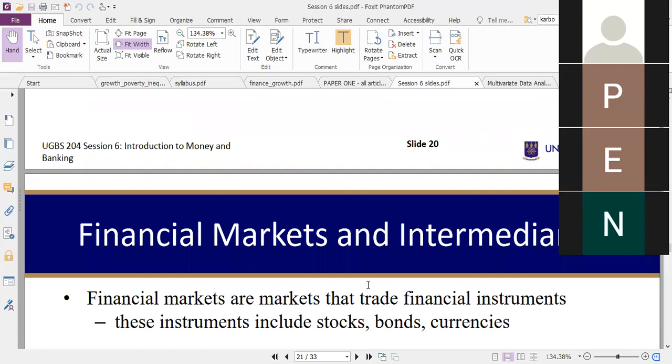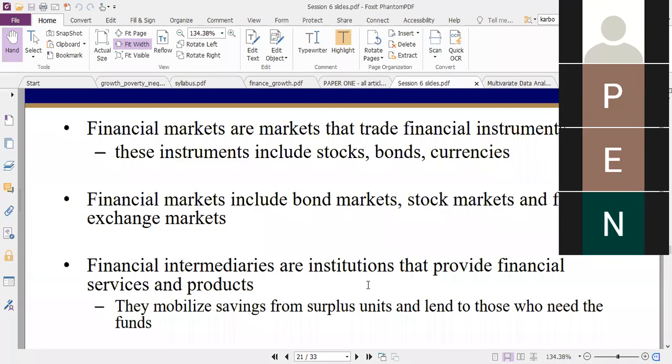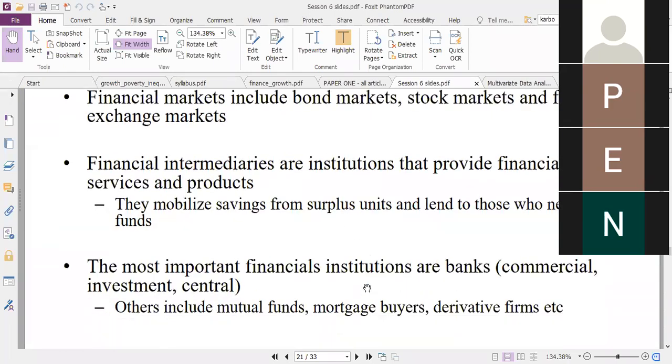Now, when we say financial market, it's a market where financial securities are bought and sold. Financial securities are also known as financial instruments, for example stocks, bonds and currencies. Where they are bought and sold is what we call the financial market. But financial intermediaries, as I told you earlier, serve as a link. They mobilize savings from surplus units and lend them to those who need funds, and I gave you an example of that.